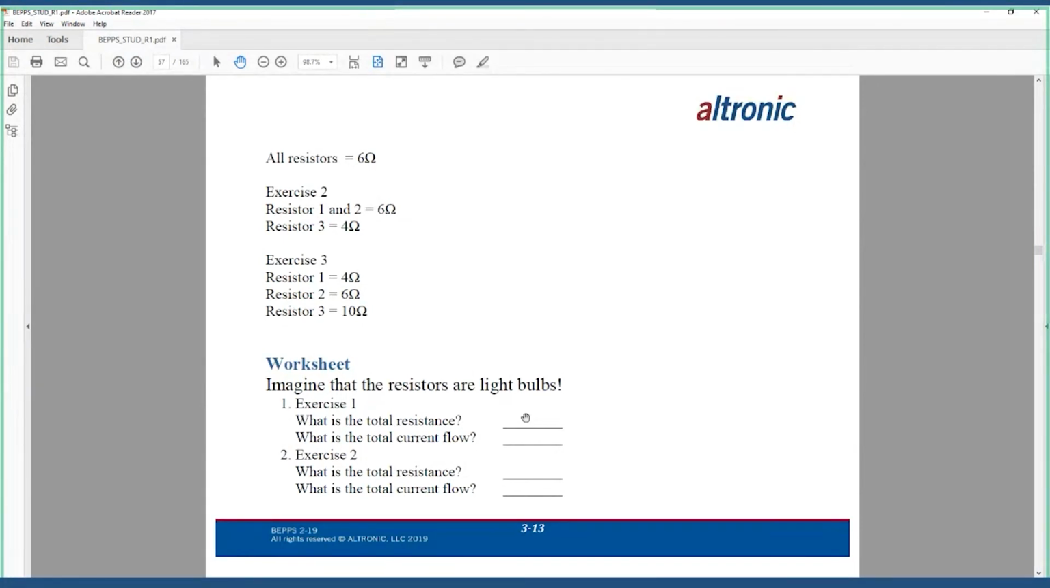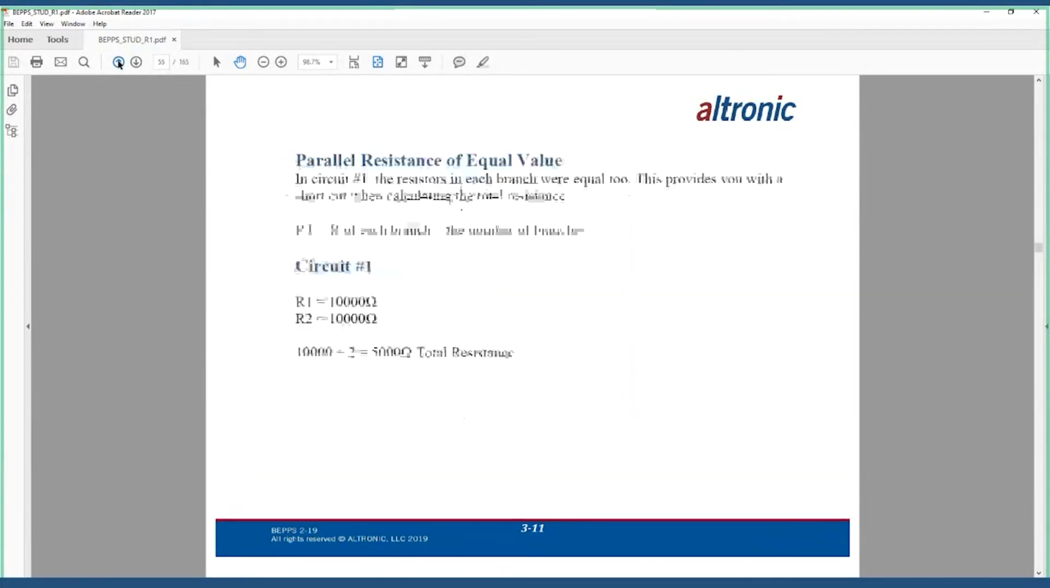Anybody else? Yep, that's what I got. Okay, I agree. Now, remember, we could do the simple formula. Why? Because each resistance was equal.